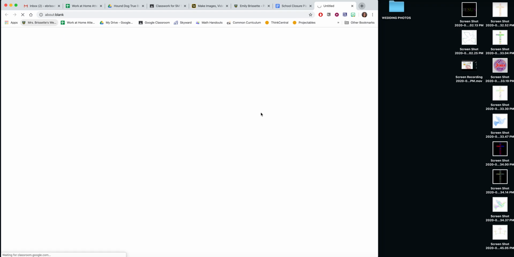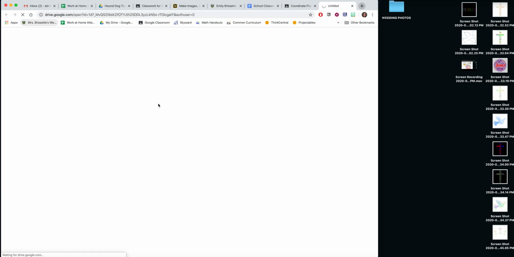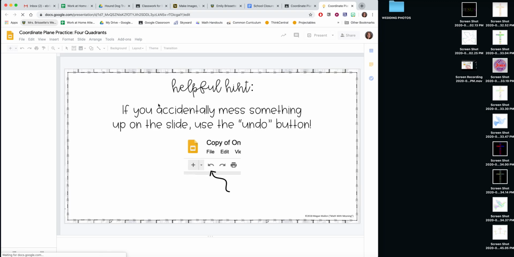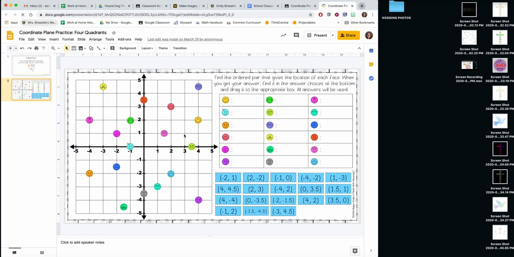Okay, for math. Sorry the assignment was funny yesterday. I don't know why it didn't upload the correct slides for you, but you guys have been working with coordinate planes with one quadrant, so you're just working with one part of a bigger piece of the coordinate plane. So you guys have only been working in this section.